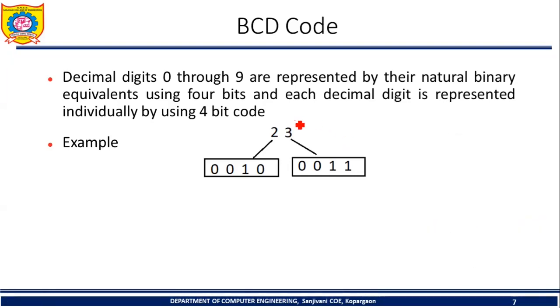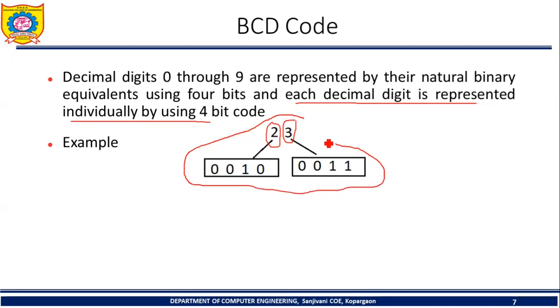First of all, we take this 3; each decimal digit is represented individually by using a 4-bit binary code. So what is the 4-bit binary code of this 3? That is 0011. Then take the next digit of the given decimal number, that is 2, and represent it again by using a 4-bit binary code. The 4-bit binary code of 2 is 0010. In this way we have represented 23 in BCD form by using 8 bits.